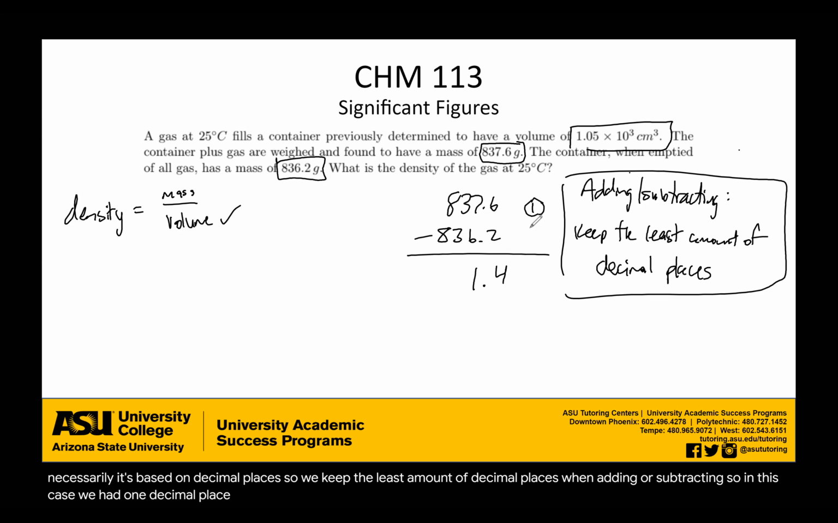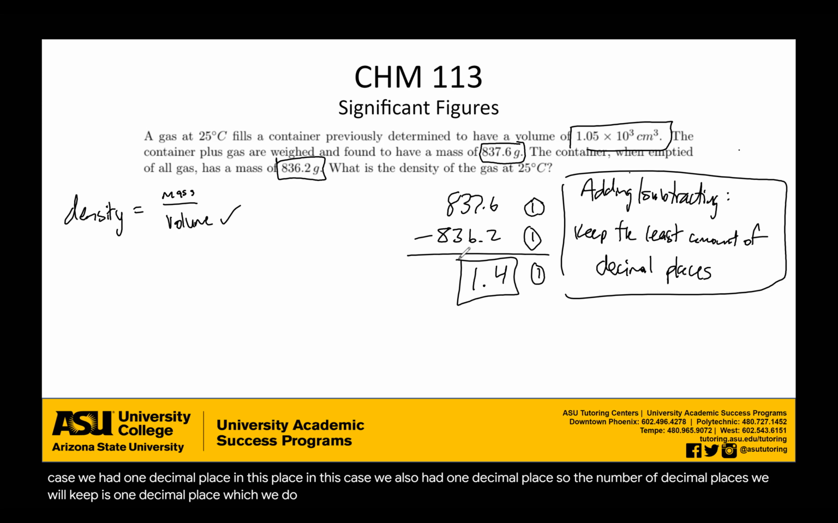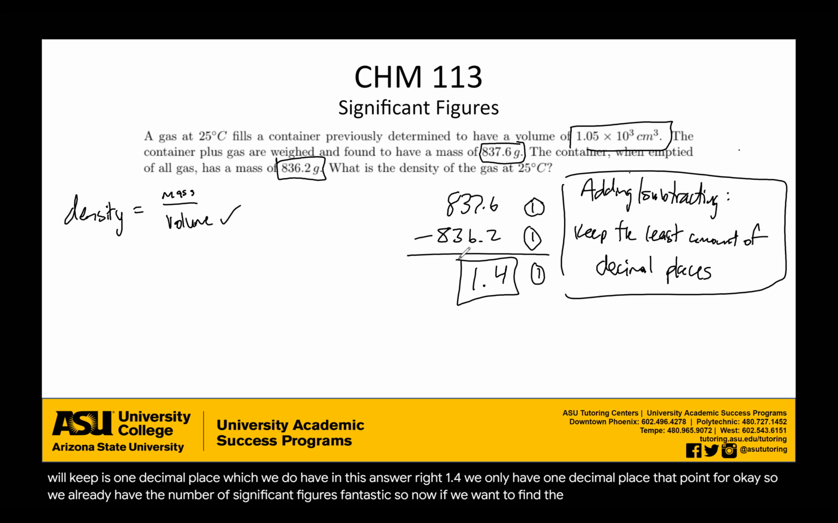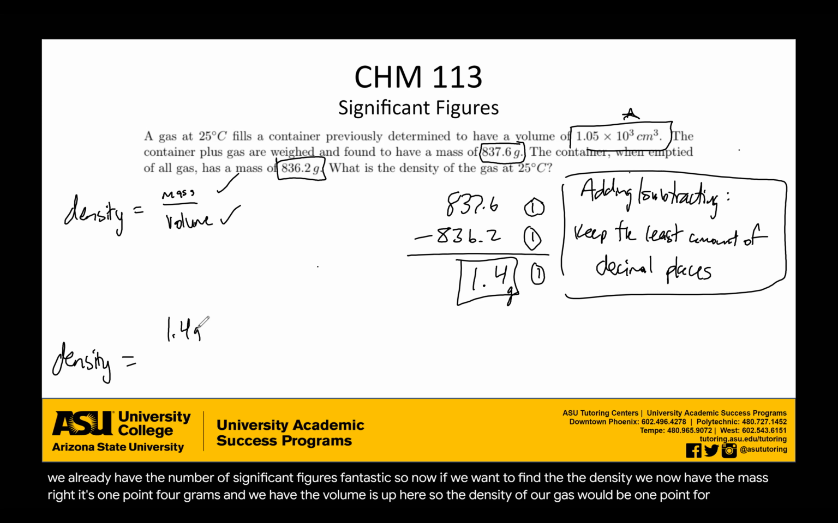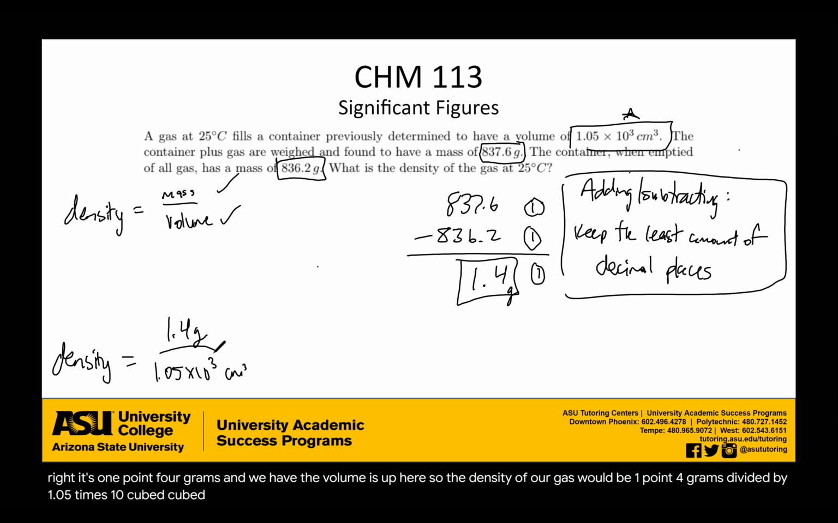In this case, we had one decimal place. In this case, we also had one decimal place. So the number of decimal places we will keep is one decimal place, which we do have in this answer, right? 1.4, we only have one decimal place, that 0.4. Okay, so we already have the right number of significant figures. Fantastic. So now if we want to find the density, we now have the mass, right? It's 1.4 grams. And we have the volume, which is up here. So the density of our gas would be 1.4 grams divided by 1.05 times 10 cubic centimeters.